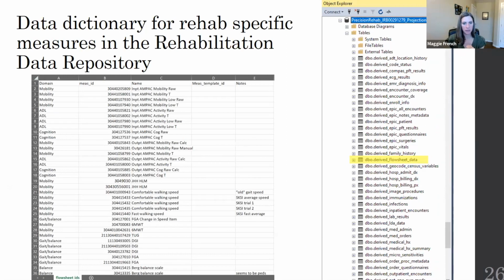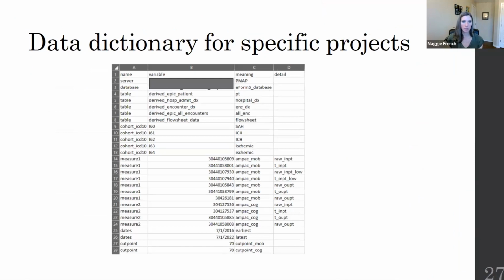We also have data dictionaries that dig deeper into specific tables. So what I'm showing here again is a screenshot of one of our data dictionaries that's specific to rehab measures. Our rehab measures are typically stored in this table here, and it has over 4 million observations in it. And so this data dictionary that I'm showing you a screenshot of is essentially a map for where to find rehab specific measurements.